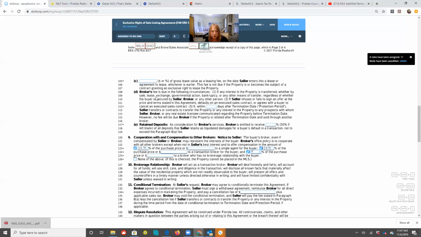I skipped over brokers' fees are due in the following circumstances. If the seller refuses or fails to sign an offer at the price and terms stated in this agreement, or if they default on an executed sales contract or agree with the buyer to cancel an executed contract, the seller still owes a commission, and they're going to owe it for this entire protection period. So let's go with 180 days.